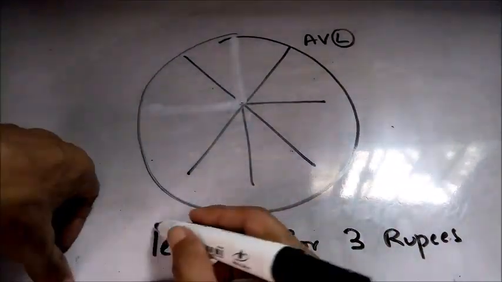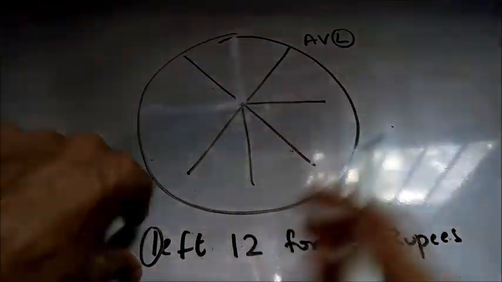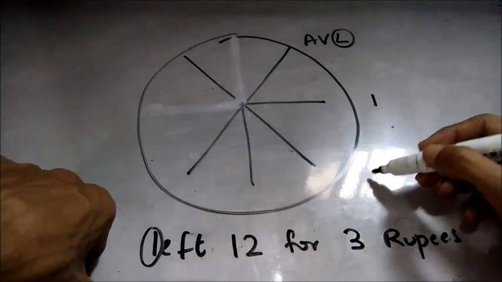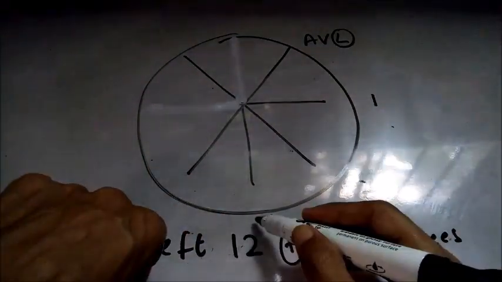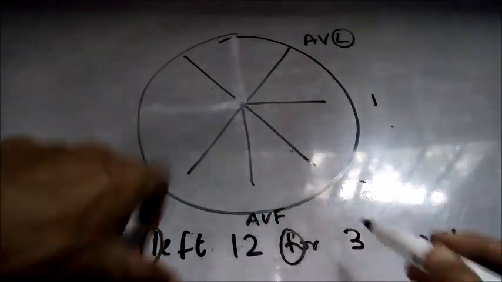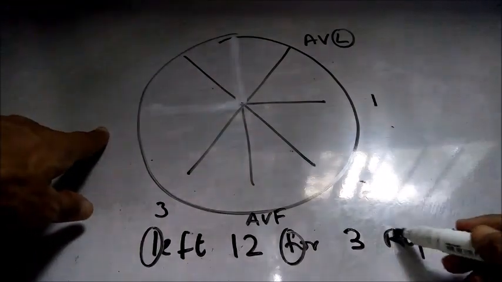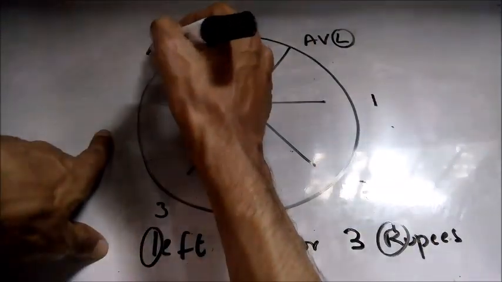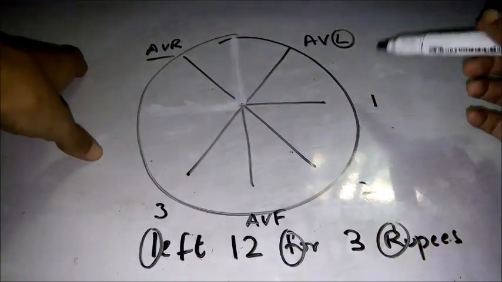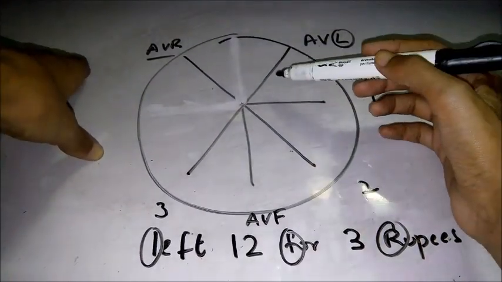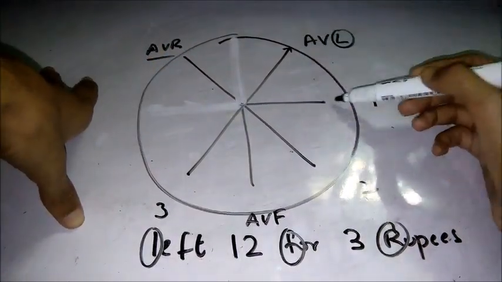AVL is representing the left. 1, 2 is representing lead 1 and lead 2. 4 is representing, the F in the 4 is representing AVF. 3 is lead 3 over here, and then the R in rupees is representing a lead known as AVR. So in summary, you should have a basic idea where these leads are placed and at what axis of the heart these leads are actually looking.